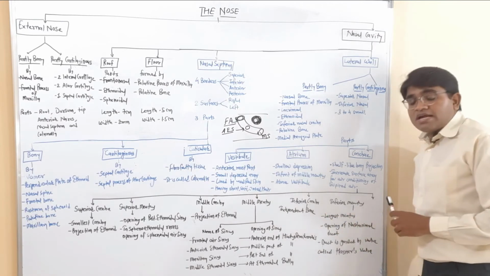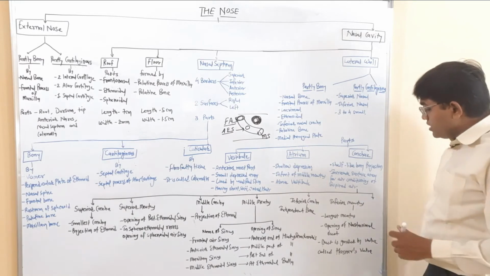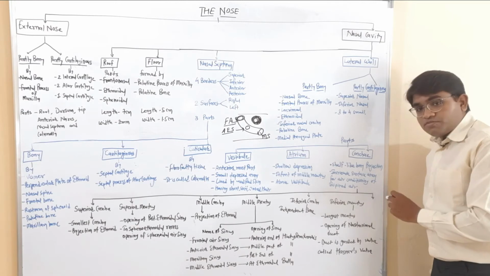Then the inferior meatus lies inferior to the inferior concha, okay, and it is the largest meatus, okay, it is the largest meatus.